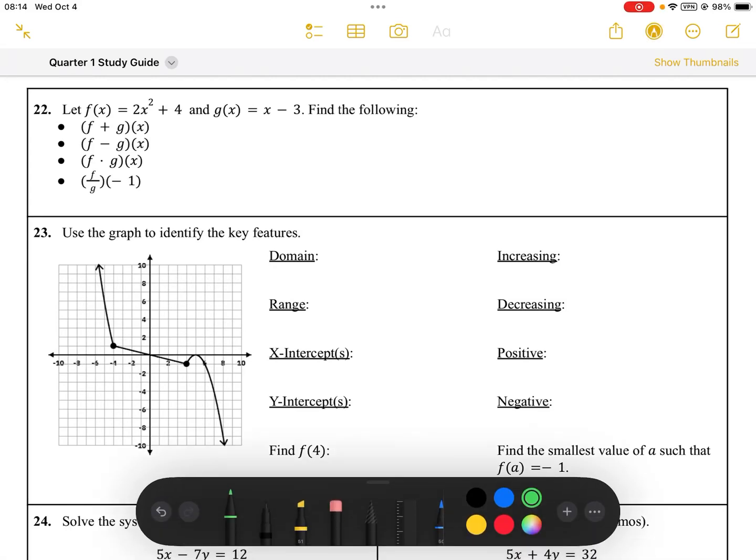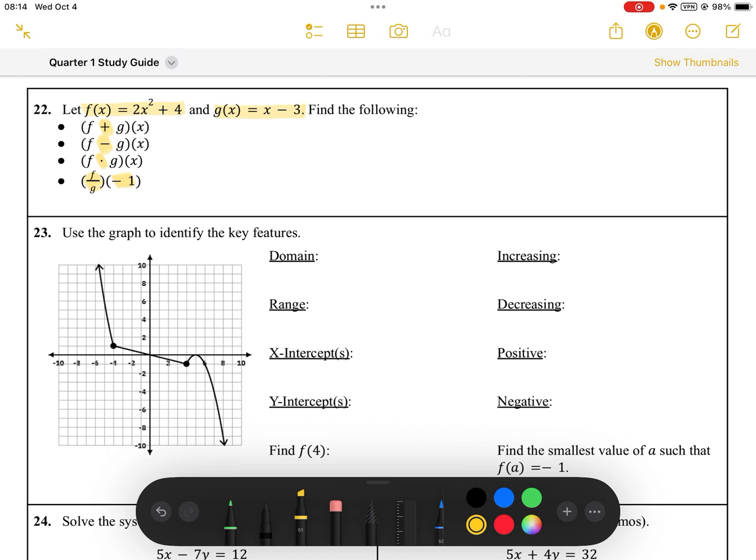In this video, I'm going to go through 22 through 28 of your quarter one study guide. So for 22, it says let f of x equals 2x squared plus 4 and g of x equals x minus 3. Find the following. So I have these two functions. We're going to add them together, subtract them, multiply, and then divide when x is negative 1.